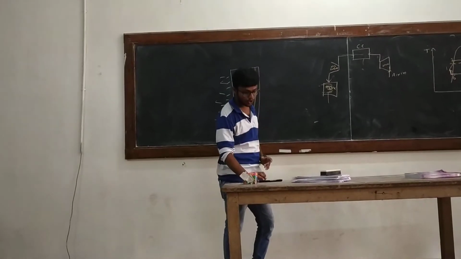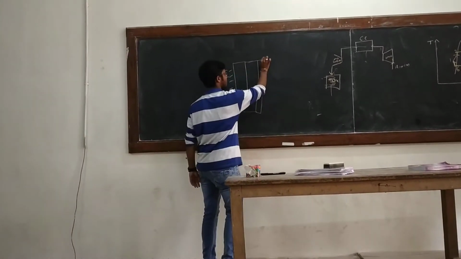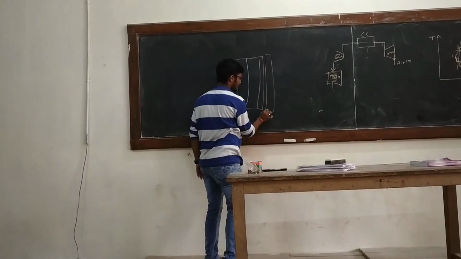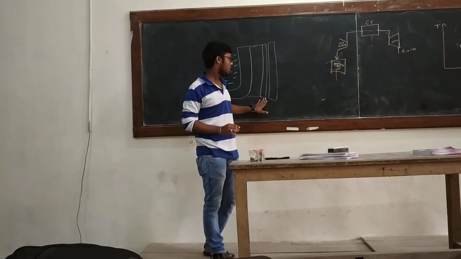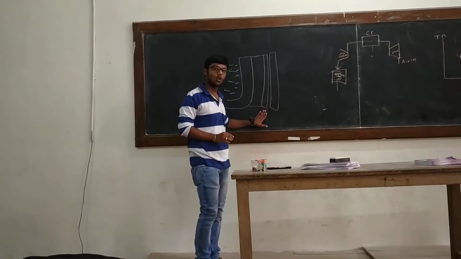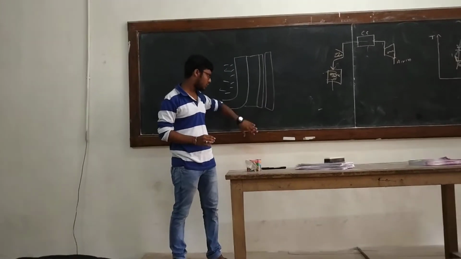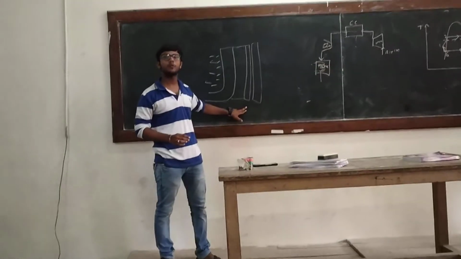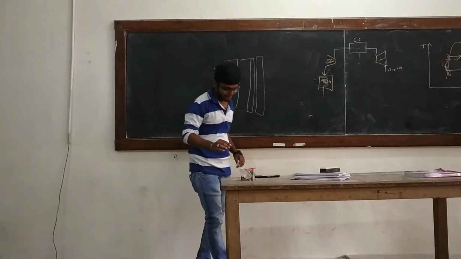there is a magnetic yoke. Yokes are simple rods of magnetic material used to prevent deformation of the coil. When current passes through the coil, a Lorentz force acts on the coil, due to which there is a chance of deformation, and to prevent that, the yokes are provided.